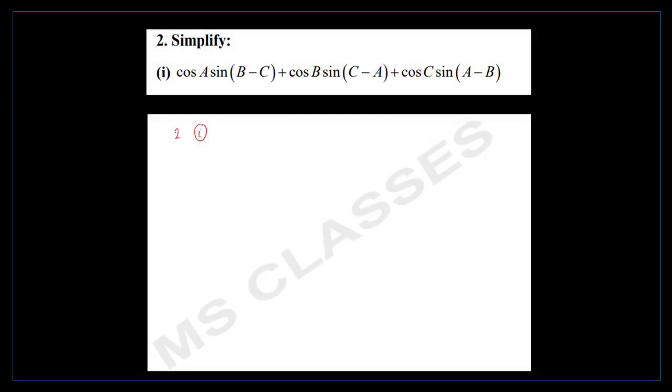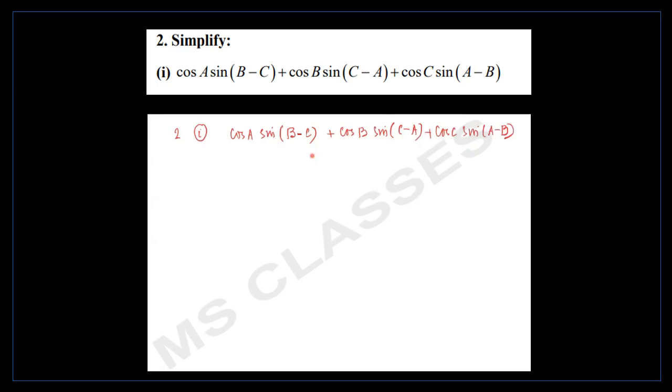Cos A sin(B − C) plus cos B sin(C − A) plus cos C sin(A − B). You have to simplify this one. Very simple. This expression is given, and we have to simplify.